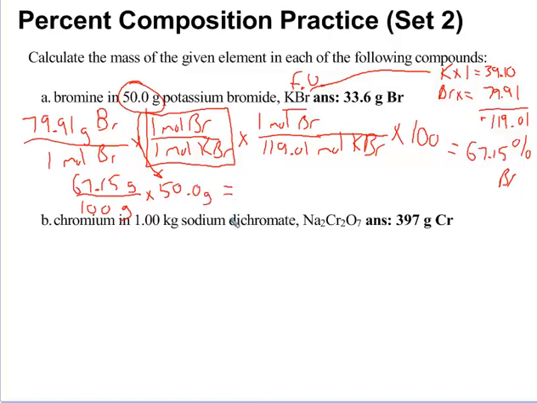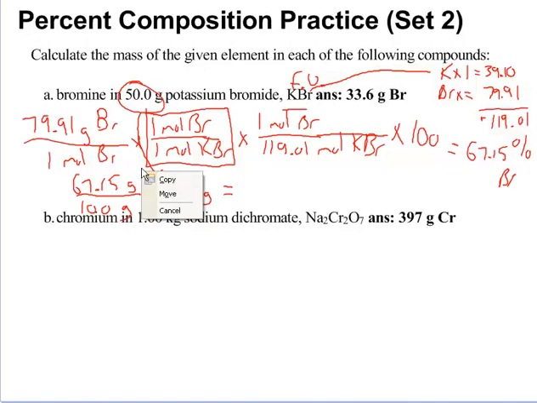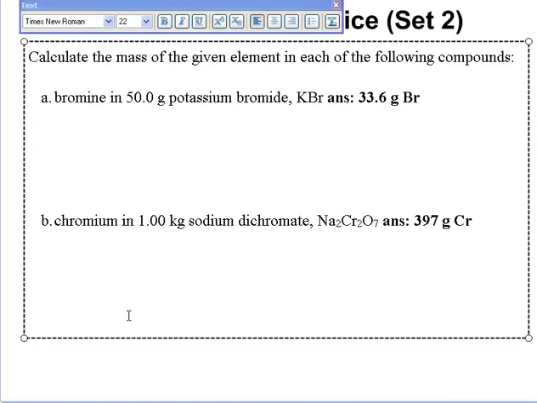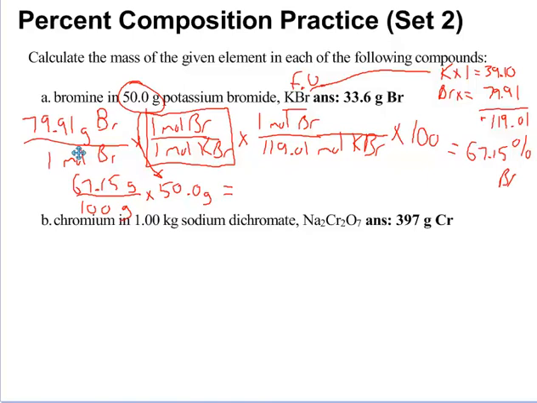And so basically you're taking 67% of 50 to figure out what the percent composition, and this is of Br, and we want to know in the whole solution of KBr. And when we solve it, we end up getting 33.6 grams of bromine in the sample. And if we look up here, that was our answer.